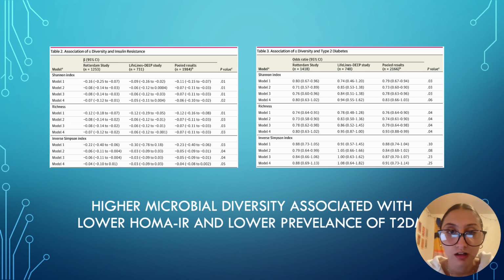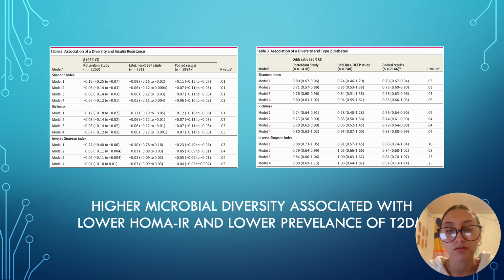In Table 2, we're looking at Model 4. We see a strong association with a p-value of 0.02. Although this is slightly weaker compared to the other models with less adjustments, the correlation was still very significant. The richness, which is the number of species in the gut, was also negatively associated with insulin resistance, suggesting that more microbial richness allows for lower HOMA-IR.